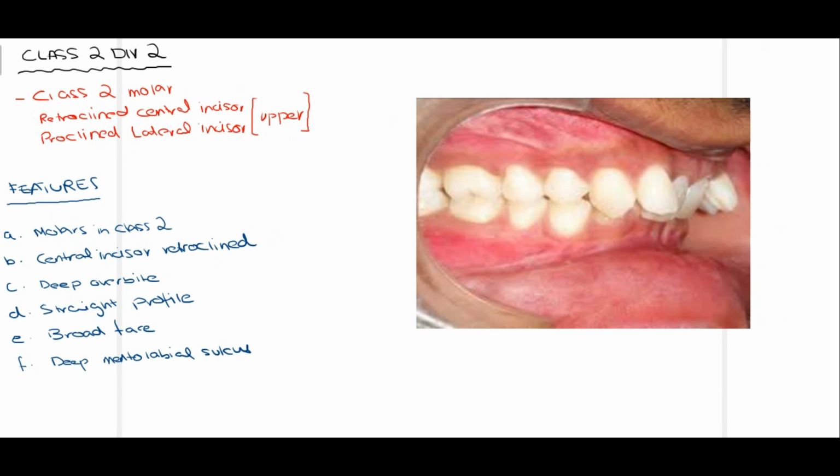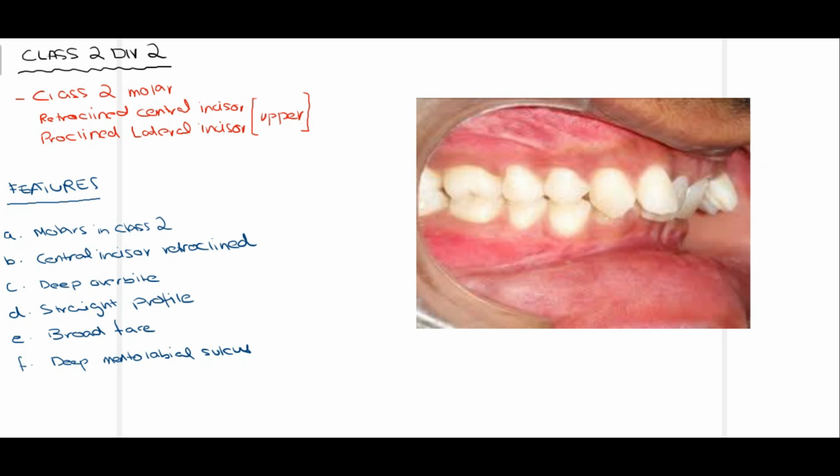Now, previously we talked about class 2 division 1, entire thing about that. Now we turn our focus towards class 2 division 2. Now in this case, there are some differences as compared to division 1. In this case, there is retroclined central incisor upper and proclined lateral incisor. As you can see, the central incisors are retroclined, positioned backwards, and the lateral incisors are present in forward direction. They are proclined. So this is the basis of class 2 division 2.